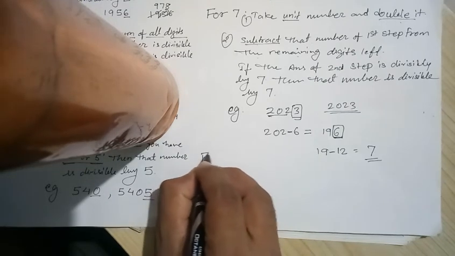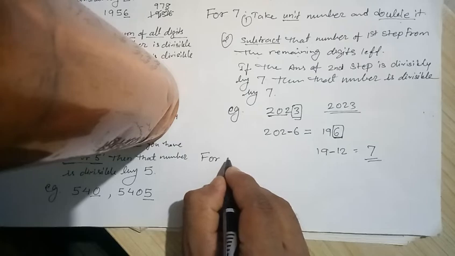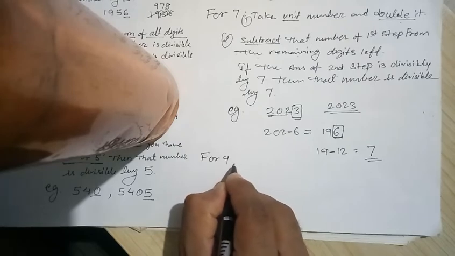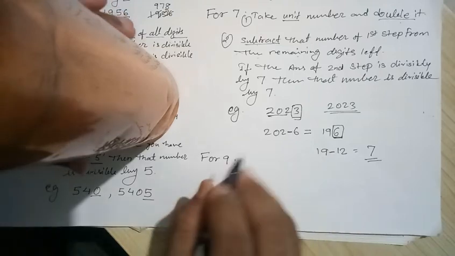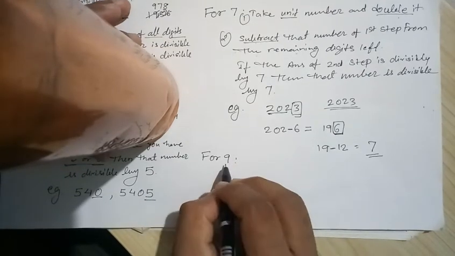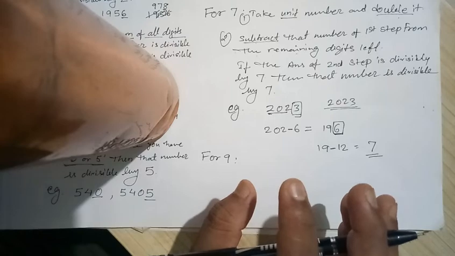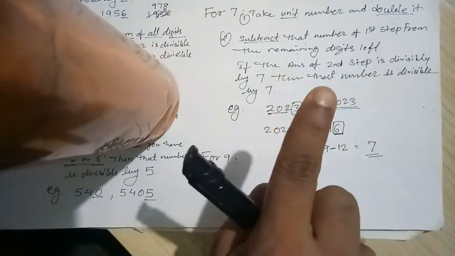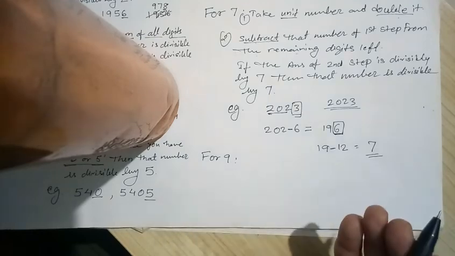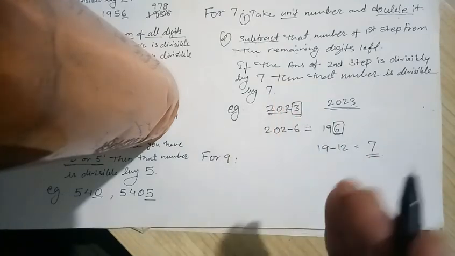Now we are going for the next one, and that is 9. Not going for the 8, okay? Because it's an even number. That's why I'm avoiding it right now. Now 9 is the same as 3. What was the 3? Sum of all the digits. If the sum of all the digits is divisible by 3, then the number is divisible by 3.